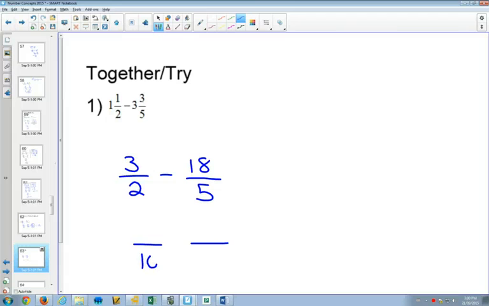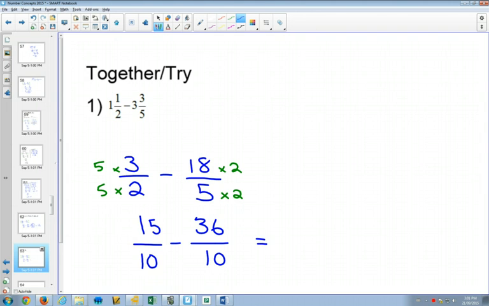Let's get a common denominator, which will be 10. We'll have to multiply this 2 by 5 and this 3 by 5. 5 times 3, 15. And we'll have to multiply this 5 by 2 and this 18 by 2. 18 times 2 is 36. So now we have 15 over 10 minus 36 over 10. If you're at 15 and you subtract 36, you're going to get to negative 21. So our answer will be negative 21 over 10, or negative 2 1/10.